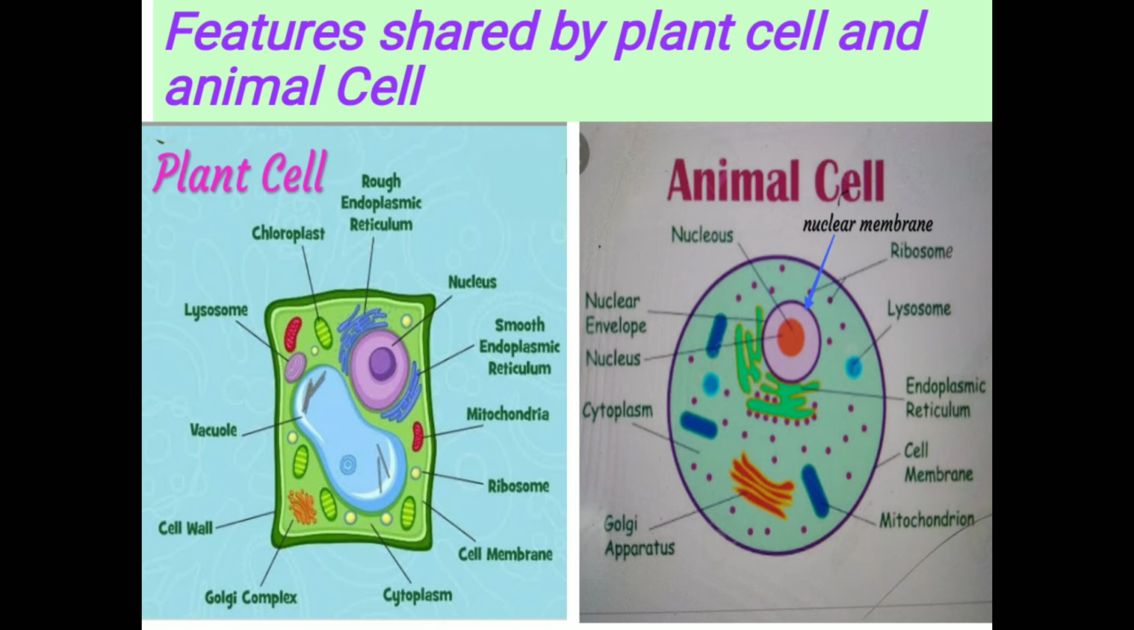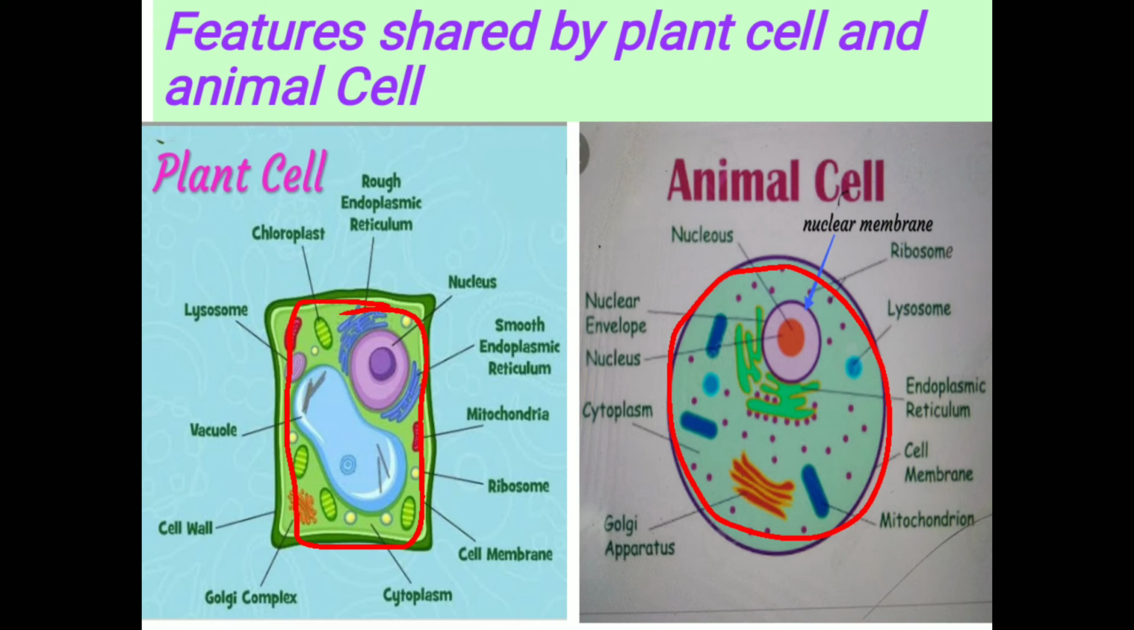First one is plasma membrane. Plasma membrane is also known as cell membrane. This is the cell membrane. This cell membrane is also present in plant and animal cells. It means this plasma membrane is present in both the cells. So these are the features that are shared by plant cell and the animal cell.